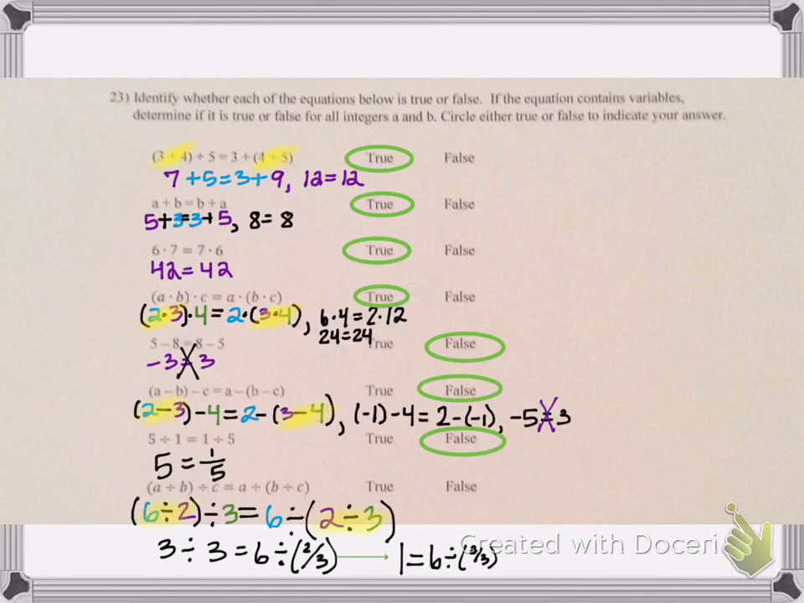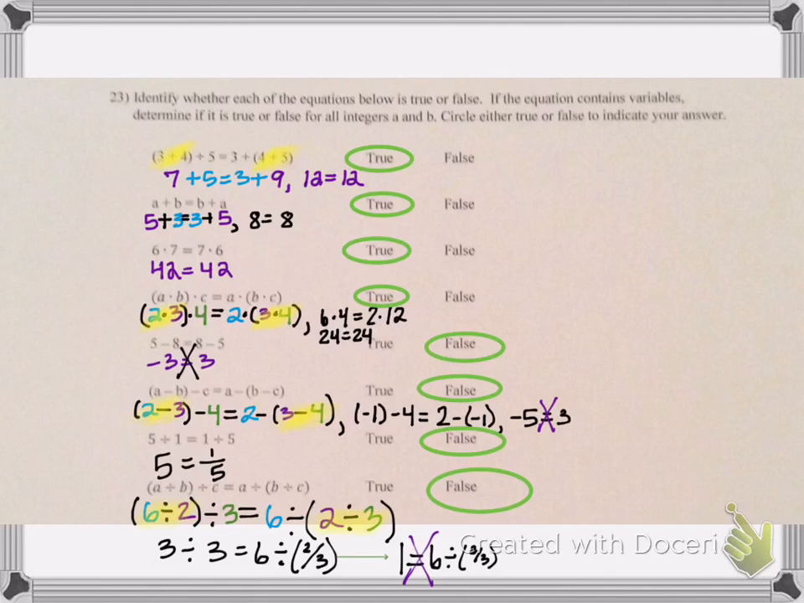that 6 divided by 2/3 is not going to equal 1, because the only way to have a quotient of 1 from a division problem is if you take a number and divide it by itself. Well, 6 divided by 2/3 is not 6 divided by itself. The only way I would get 1 is if I did 6 divided by 6. So those are not equivalent. So this will also be false.